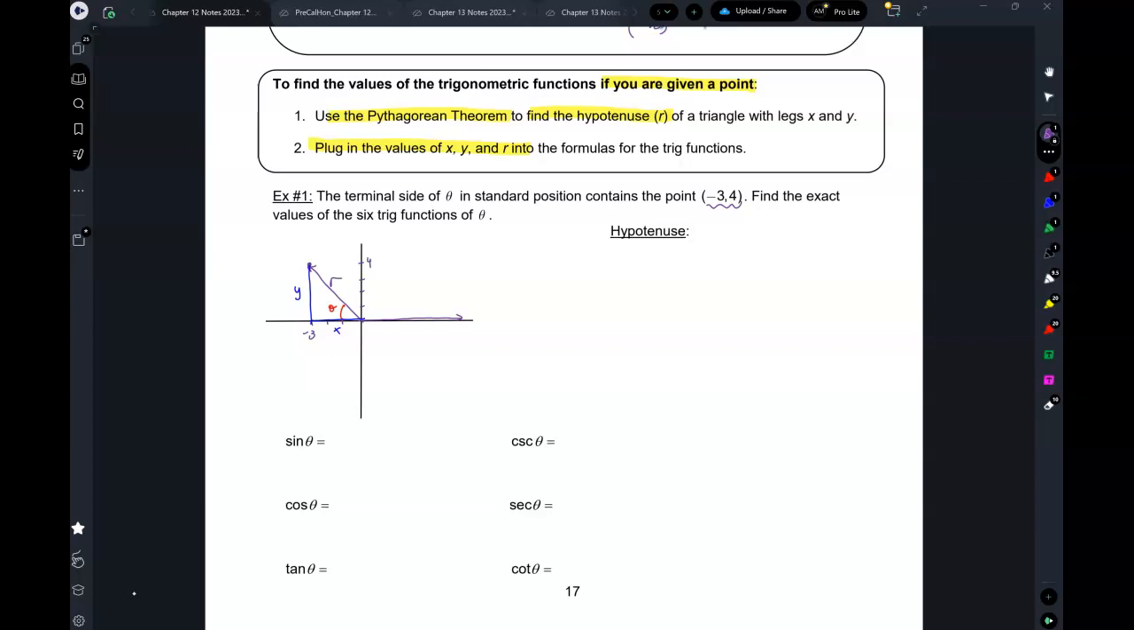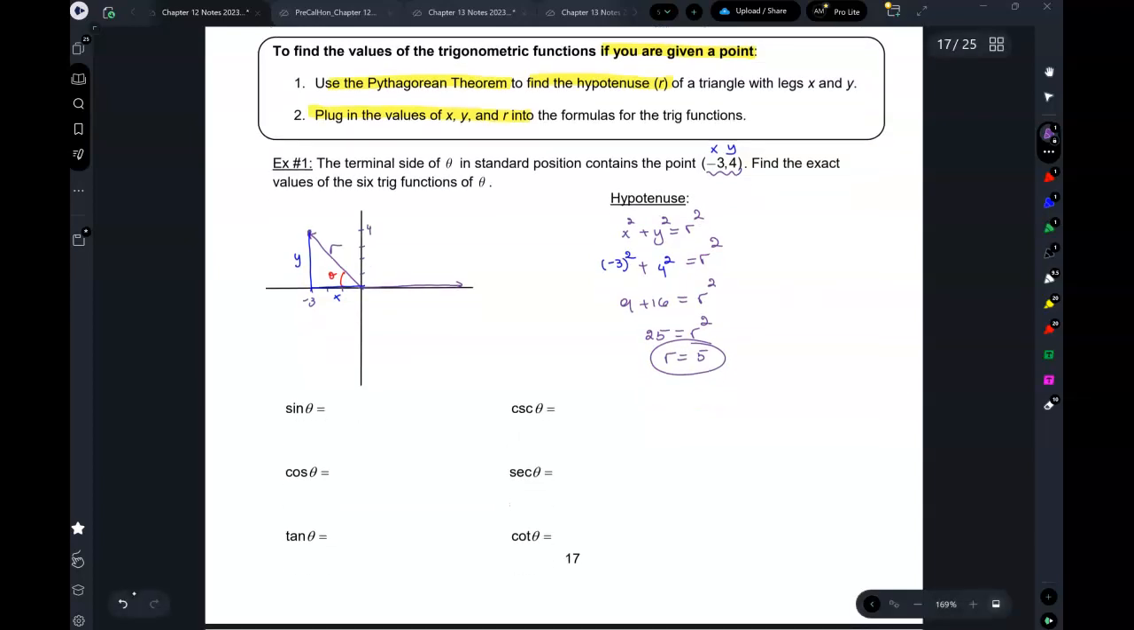So the first step is to use the Pythagorean theorem to find the hypotenuse. X squared plus y squared is equal to r squared. What is x and y? Well, they're given to you. So negative 3 squared plus 4 squared is equal to r squared. 9 plus 16 is r squared. 25 is r squared. So how much is r? 5. Okay, so now I have x, y, and r.